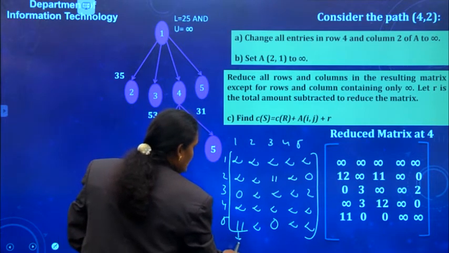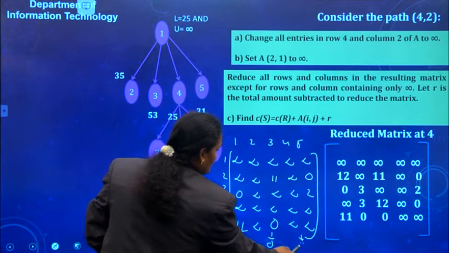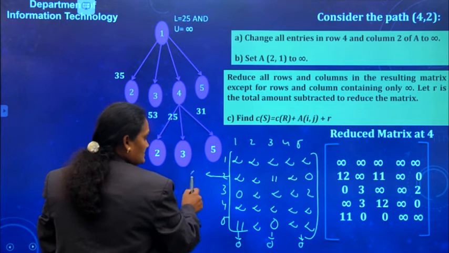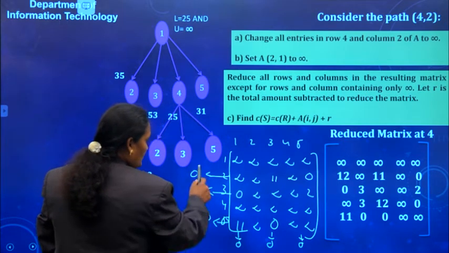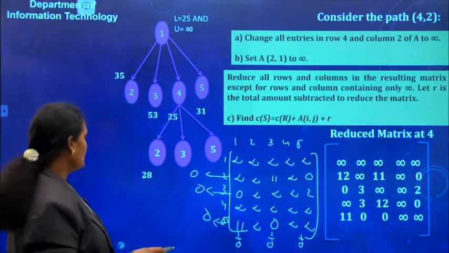Now here, this is 0, this is 0, and this is 0. That is, row reduction is 0. And coming to column reduction, it is also 0. So both row reduction is 0 and column reduction is 0. So total reduction is 0.